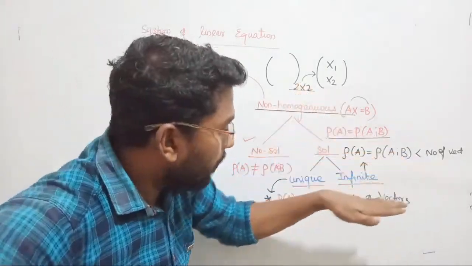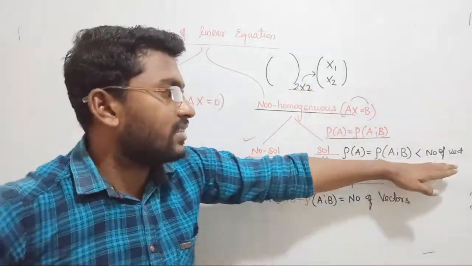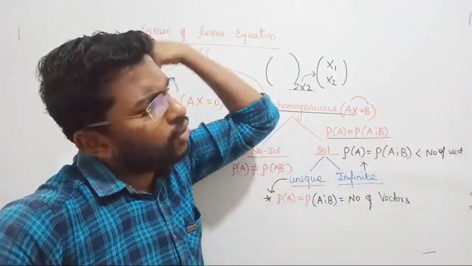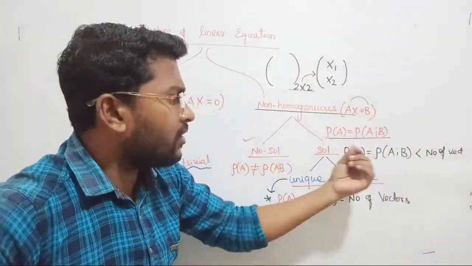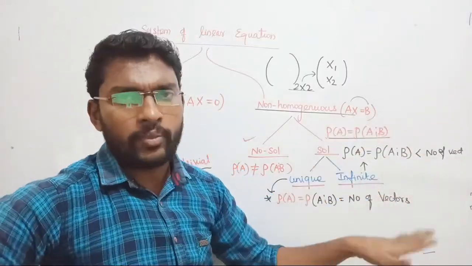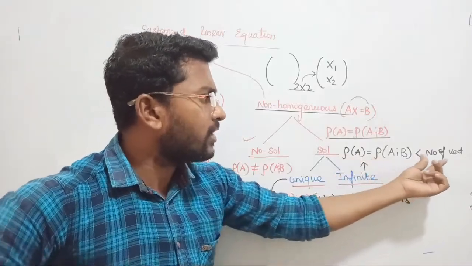So you can go maximum, either equal to that or less than that. If it is less than, then that system will provide an infinite number of solutions. We can go with any solution you want. But there is one restriction: the number of variables is fewer than the number of vectors. I mean rank of A is less than the number of vectors.